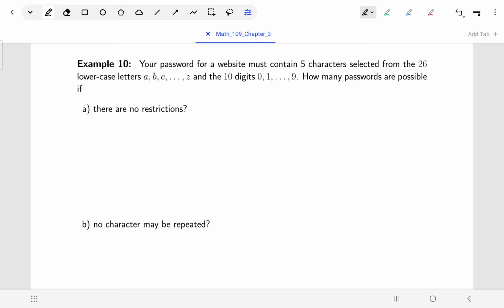So if we're thinking about no restrictions and I'm thinking about creating a website password, the password is of course going to be in some particular order, because if your password was 12345, that's not the same password as 54321. So there is an order that will matter to this. So I might expect to see a factorial in the future, or maybe a permutation, or maybe the multiplication principle. And at least for no restrictions, I'm going to think about using the multiplication principle, because I just need to fill in my password from the first character until the last one.